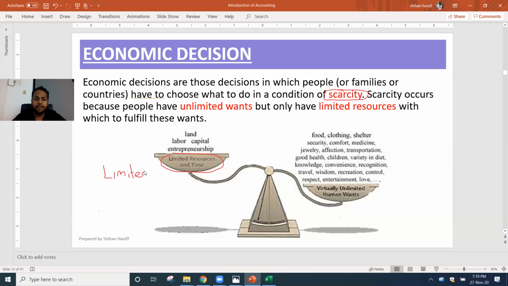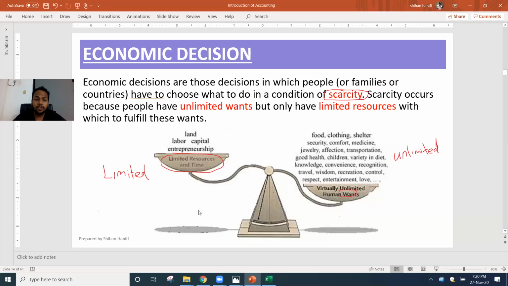They have limited land, limited time, limited money, right? But their wants are unlimited. For example, take the owners, the shareholders. They have limited money to invest, limited time, limited entrepreneurship skills, but their wants are unlimited. They want to start several businesses, buy a vehicle, travel, right? But they can't satisfy everything.